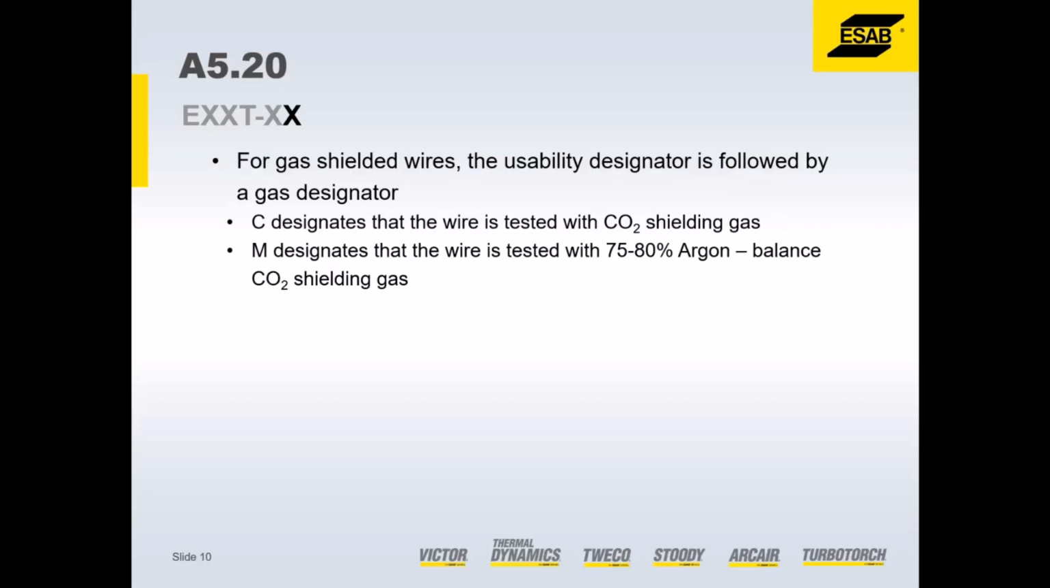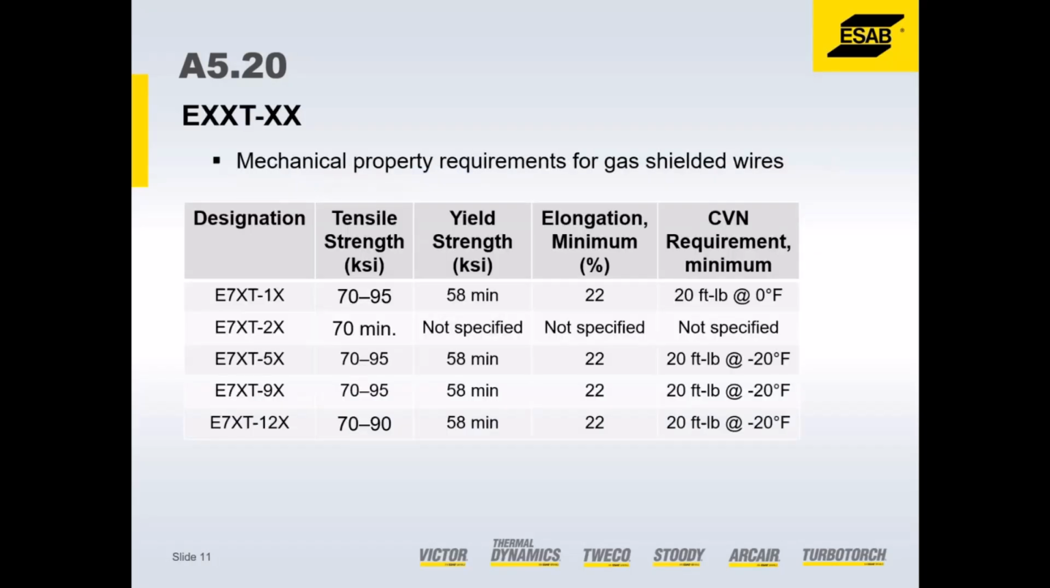And then the last digit will be a C or an M. So C would be 100% CO2 wire. M would be for mixed gas. Typically, we see 75-25. So here are some examples. The X means it could be replaced with different digits. So these are all E70XT. It could be a 7-0, meaning it's good for flat position, or it could be a 7-1, meaning it's good for all position. And then the rest of the digits just maintain the same.